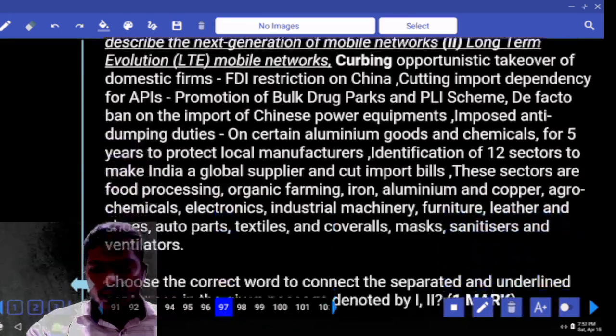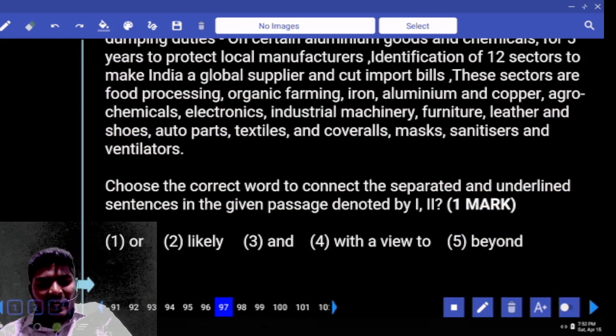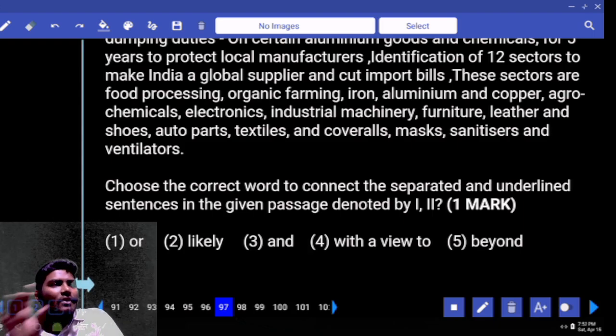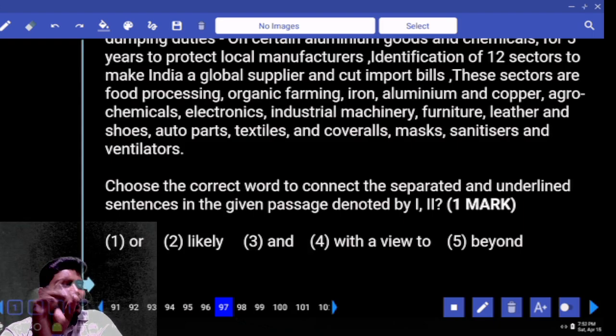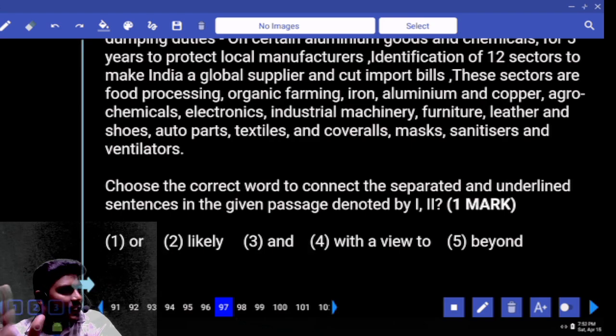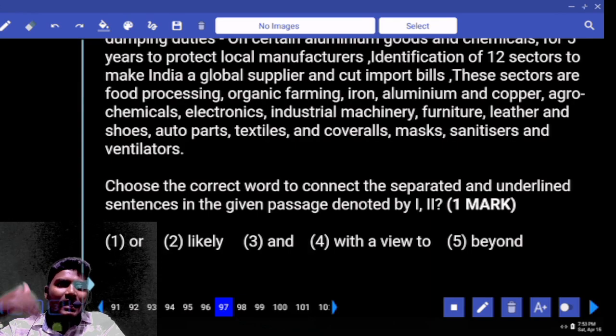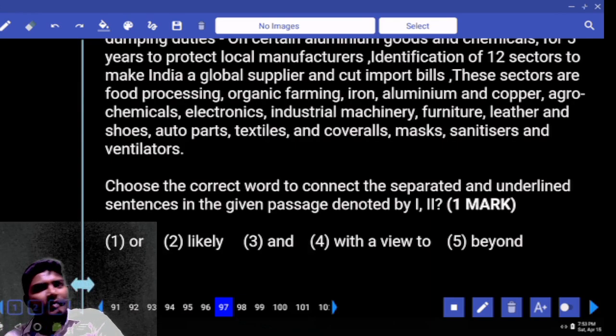Now look at the combinations that are given here. Are likely and with a view to beyond. Tell me which option can be used as a positive, which sentence can be used as a negative. In a general sense, the 5G term can be used as a positive. It is just like next generation one. And LTE can be used as a negative one. Now which one can be used here?